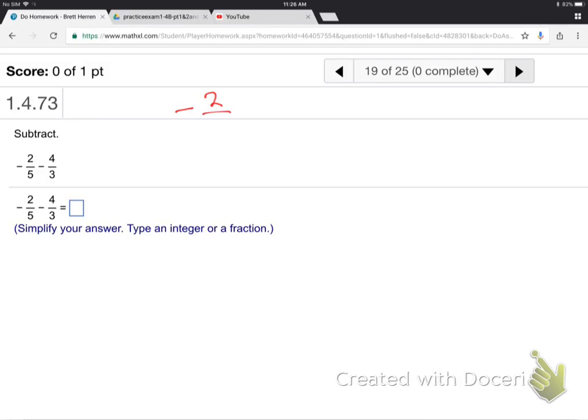Okay. Minus 2/5 minus 4/3. So same kind of thing. Go ahead and make a common denominator and combine those fractions.